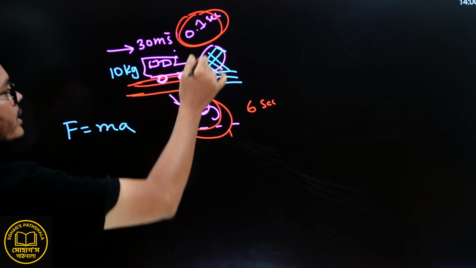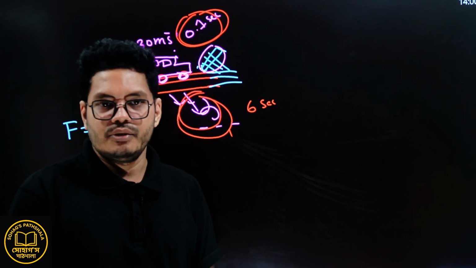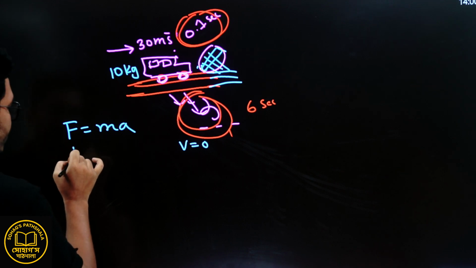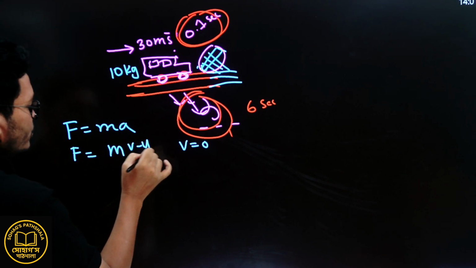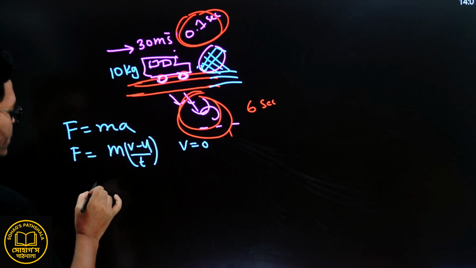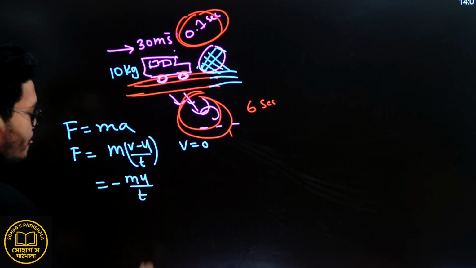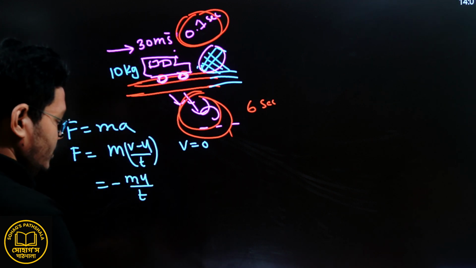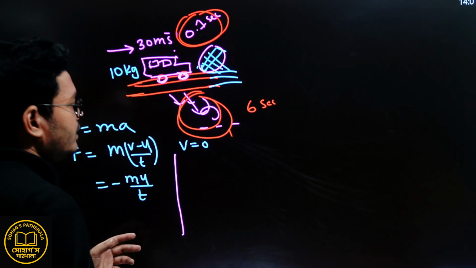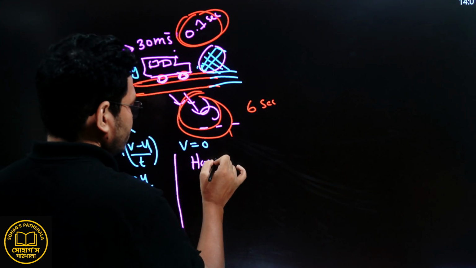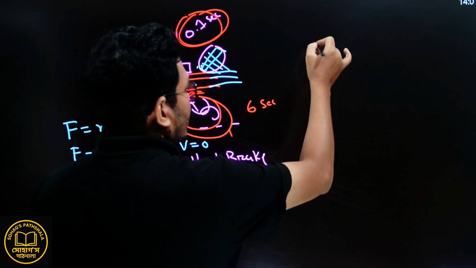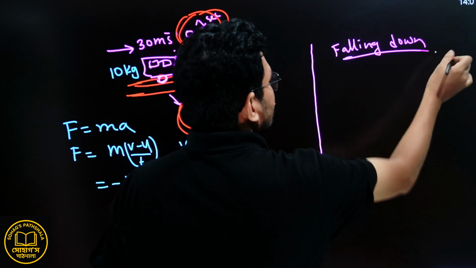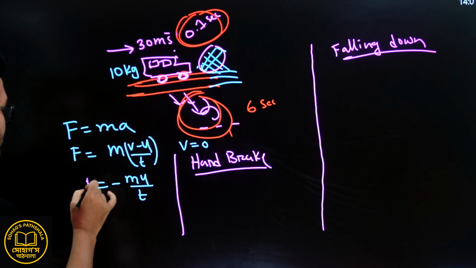So as in both cases the car will be at rest, right? The car will stop. So what will happen? The final velocity v equals 0. So we can write F equals m(v minus u) by t, right? So the initial velocity is given, so minus mu by t here. The minus sign indicates that there is a braking force here, right? So there will be a deceleration. Now in case of hard brake, so you can write hard brake, and we'll have another case which is falling down. These two cases we'll judge with this, right?